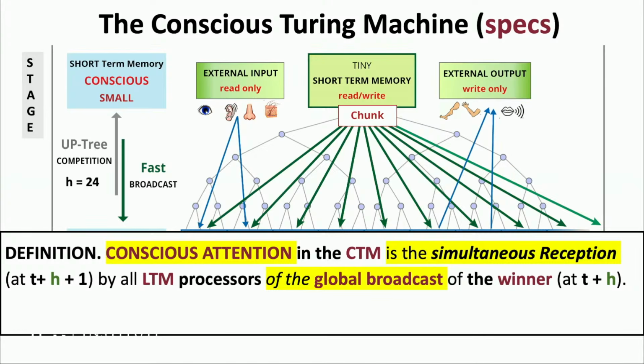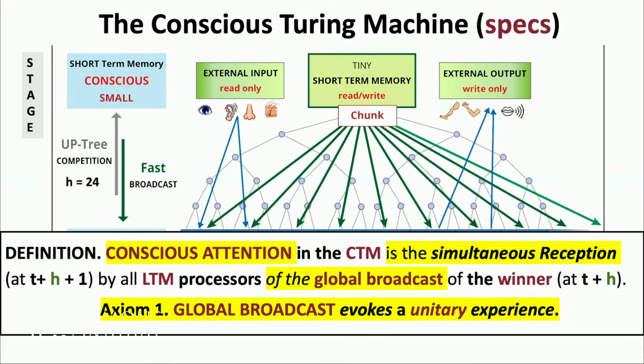Okay, so now I'm ready for the very first definition. I'll have two definitions of consciousness. The first one is conscious attention. In the consciousness community, this is often thought of as access consciousness, but we call it conscious attention. We say conscious attention in the CTM is the simultaneous reception by all long-term memory processors of the global broadcast of the winner. When they all get the information of the winner, we're saying they're paying conscious attention. The CTM is paying conscious attention to that broadcast.